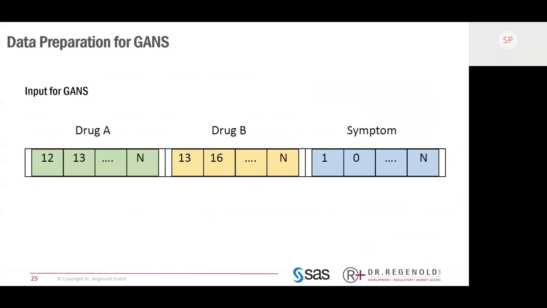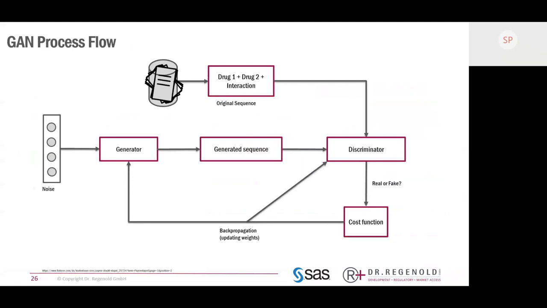Next slide, please. The next step in the process is to feed the numerical form of each drug pair and symptoms into the GAN. The GAN is initialized with a random noise vector. Afterwards, it generates fake sequences. The discriminator node that you see there then tries to differentiate between the real and the fake sequences. What you see in the original sequence on top, the generator tries to create a generated sequence that is as close to the original sequence as possible. That's the aim of this exercise.